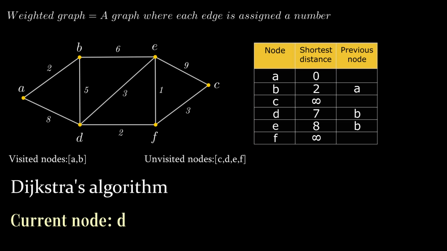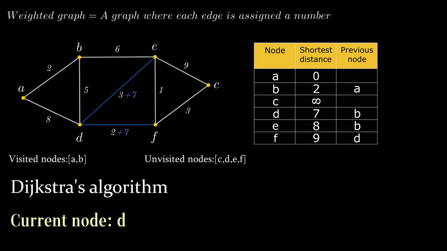Since it has a distance of 7, we now calculate the distance to all unvisited neighbors of D, and we need to add 7 to these distances. So let's start with E. The distance from A to E through D is 10, 7 plus 3, but 10 is greater than our current distance 8 that we stored in our table, so we'll leave it as it is. We don't update. So now looking at F, the current distance we have in our table is infinity, but now we get a distance of 9 from A to F through D. So we update our shortest distance in the row F, set it to 9, and set the previous node to D.